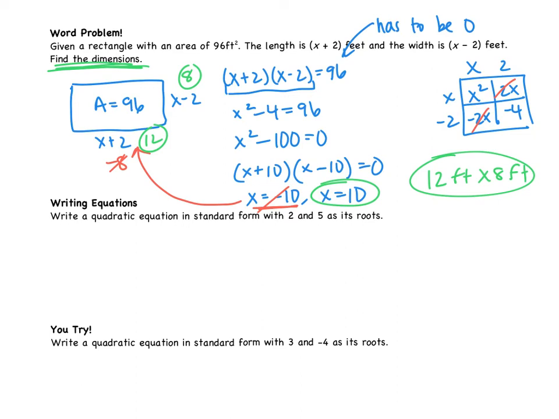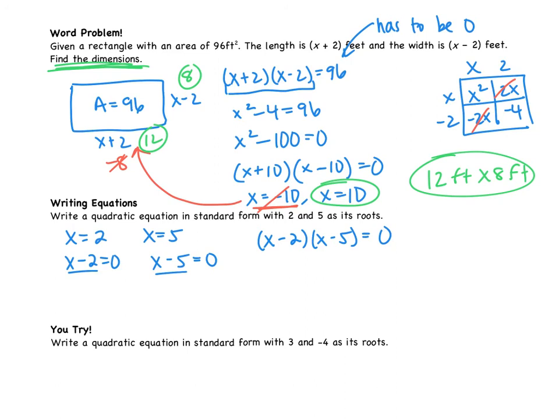Okay, we're almost done. Last thing I need us to know how to do from this section is to write an equation. So working backwards. If I give you the solutions, you need to write the equation. It says write a quadratic equation in standard form with 2 and 5 as its roots. Okay, so I know that x equals 2 or x equals 5. If I subtract that 2 over, I get x minus 2 equals 0. Likewise, x minus 5 equals 0. So these are my two roots, or my two factors really. My equation then is x minus 2, x minus 5 equals 0.